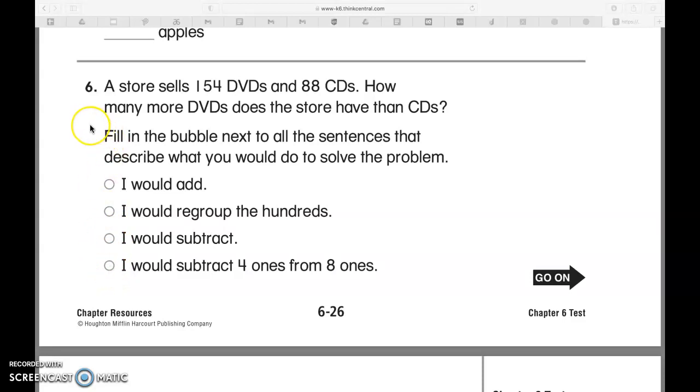Here's number 6 one more time. A store sells 154 DVDs and they sell 88 CDs. I want to know how many more DVDs the store had than CDs.